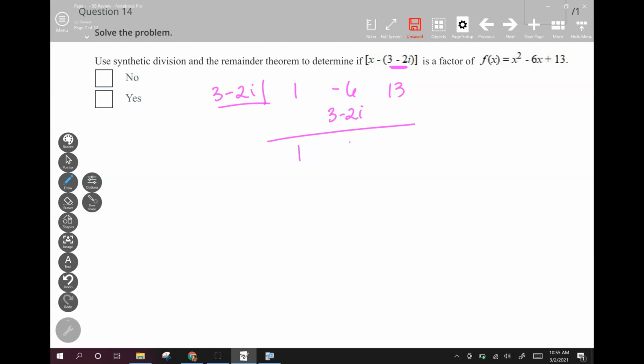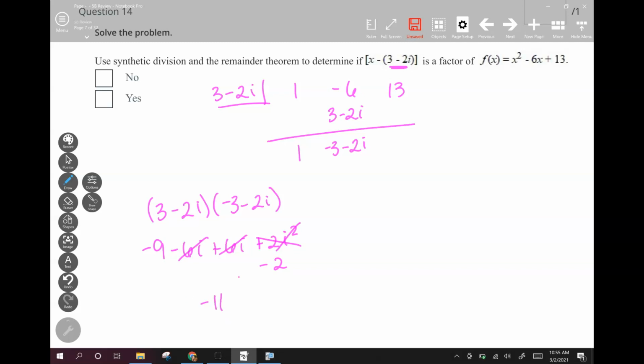Now we're adding here, so you're going to combine like terms. -6 plus 3 is -3. And then you have minus 2i. Multiply again, so I'm going to FOIL that out to the side. 3 minus 2i times -3 minus 2i, -9 minus 6i plus 6i plus 2i squared. I squared equals -1, so this actually is -2. Your -6i plus 6i cancels. -9 minus 2 is -11. So this just comes out to -11.